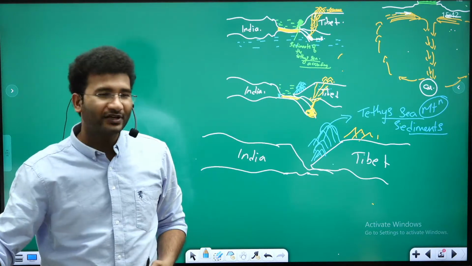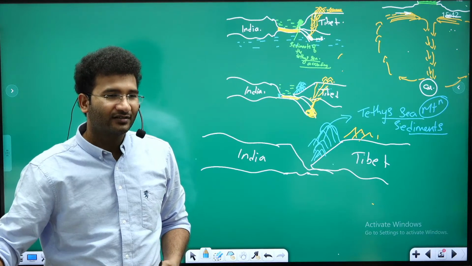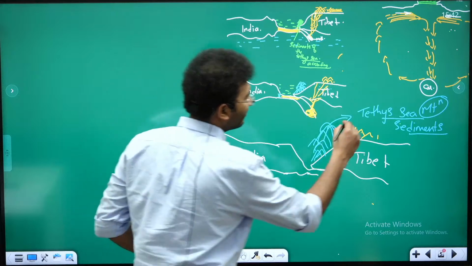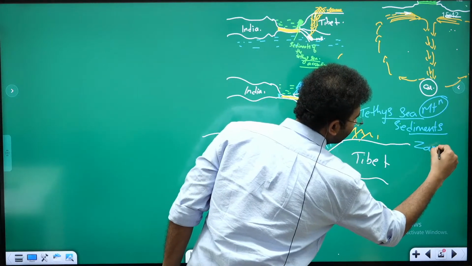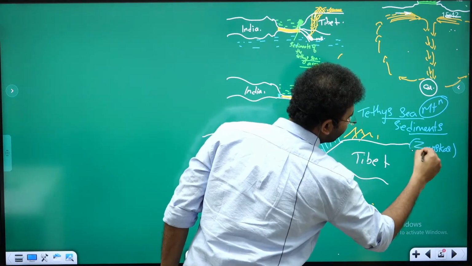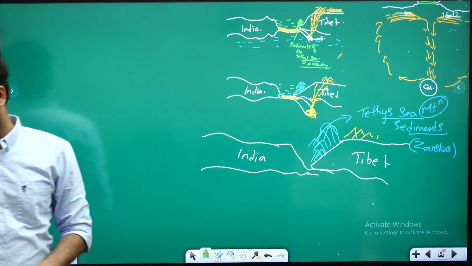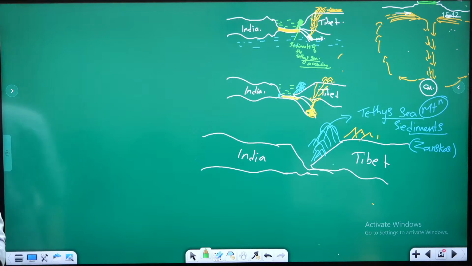See, these mountains are nothing but the Zanskar ranges. Okay? The Tethys sediment hills are nothing but the Zanskar Himalayas. Right? Come back.